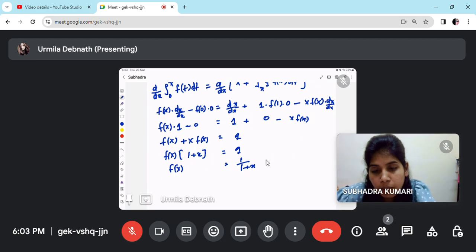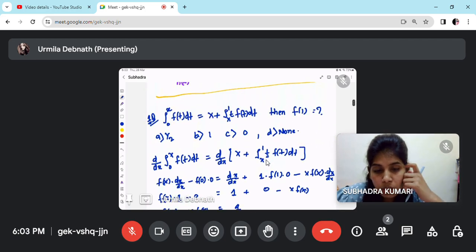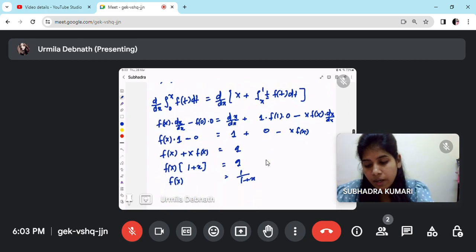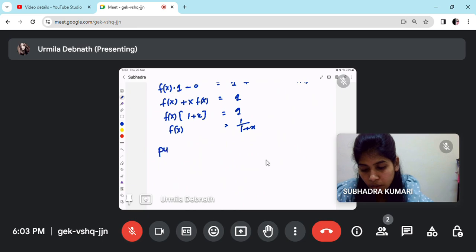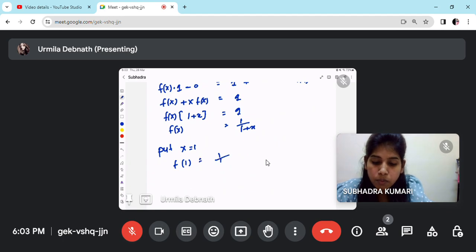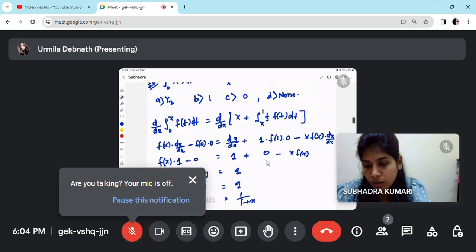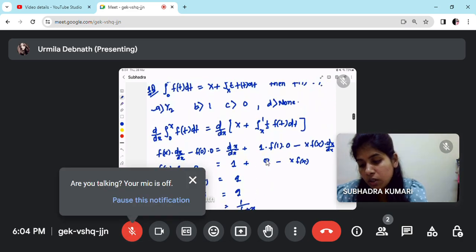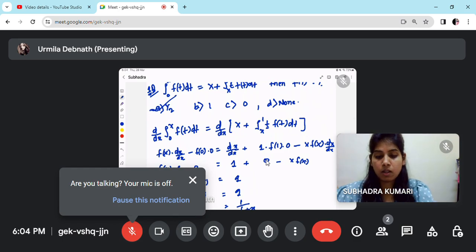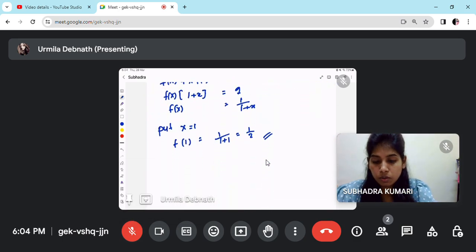But in the question we need to find f of 1. So there is nothing to it, we directly put x equals 1. F of 1 equals 1 upon 1 plus 1, which equals 1 by 2. So 1 by 2 is the final answer. Option A is correct. Now let's see the other question.